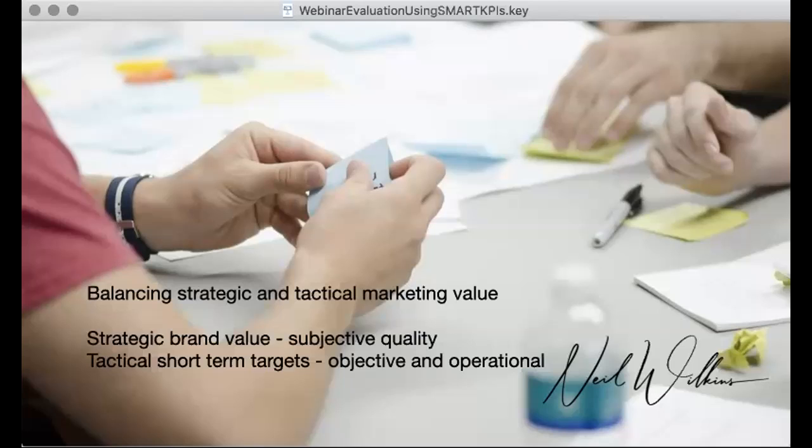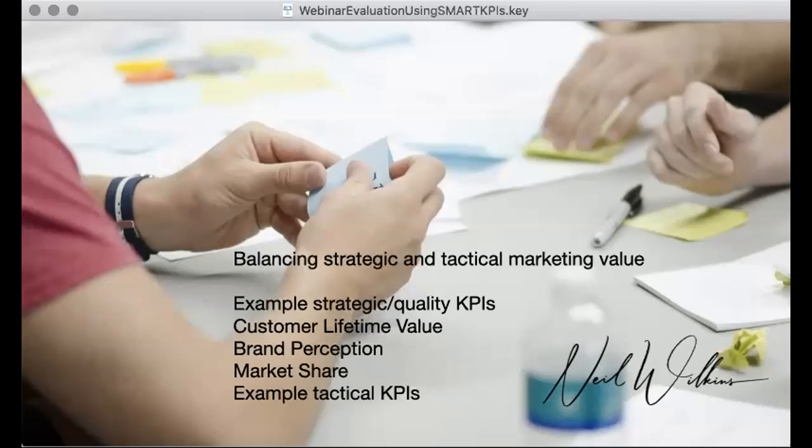At a tactical level, which is really what we're talking about here, your short-term KPIs are going to be focused much more around the objective side of things, the numbers, the finances, more operational stuff, the campaigns that I've been talking about. And that's a fundamental difference. So strategic brand value is subjective, quality at a higher level, but also then the more objective and operational stuff at a lower level. But KPIs, if you're smart and you put them into a hierarchy, can be used in both areas.